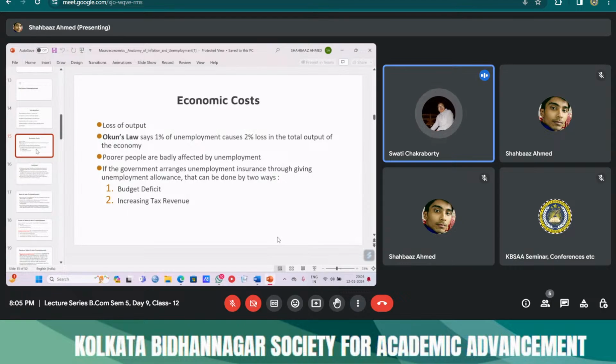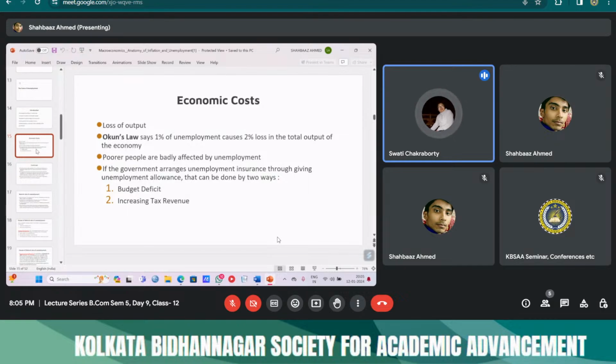So what are the economic costs? If we go into the economic costs, one, definitely, is loss of output, a reduction in the output. Now in this regard, let me just talk about Okun's law. Okun's law says that 1% of unemployment results in 2% loss in total output of the economy. It's just double. 1% unemployment results in 2% loss. And poorer people are the ones who are badly affected by unemployment.